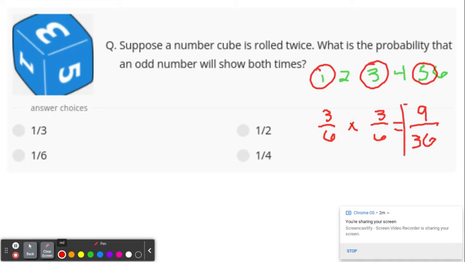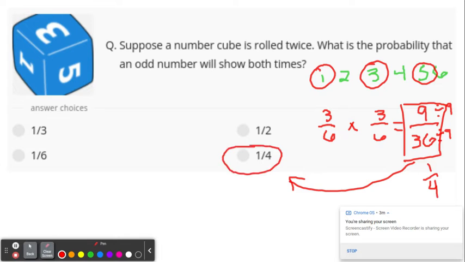Now I see that 9 over 36 does not show up over here, so I have to simplify 9 over 36. I can divide a 9 out of the top and a 9 out of the bottom, and that gets me my official answer of 1 out of 4. So whenever I ask you the probability of two events, just take the probability of each event happening separately and multiply them together.